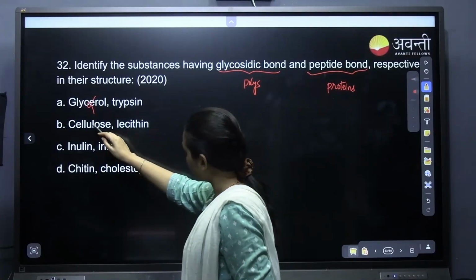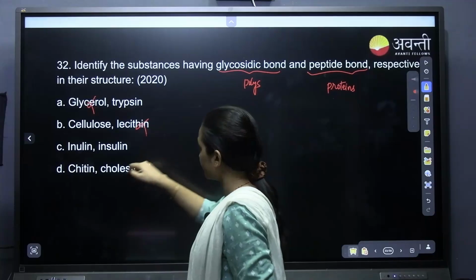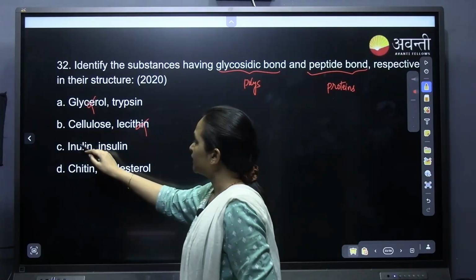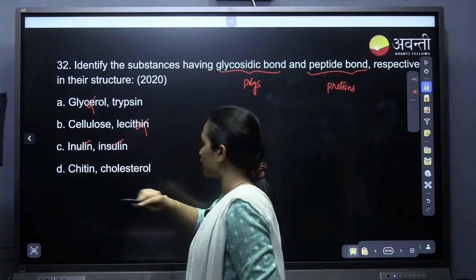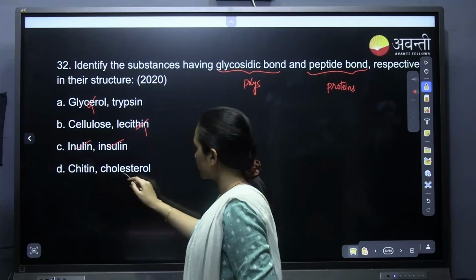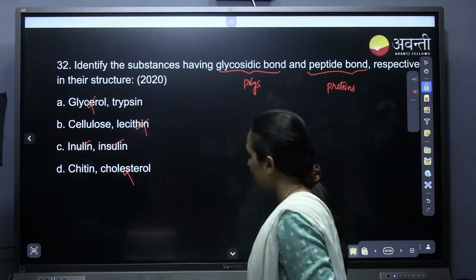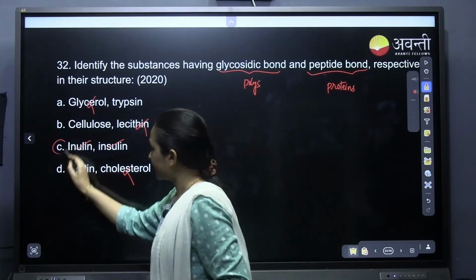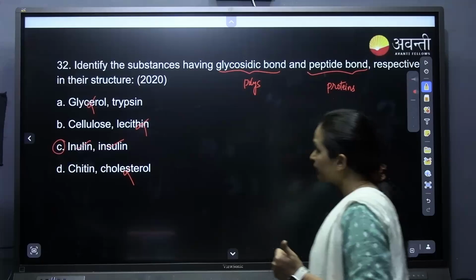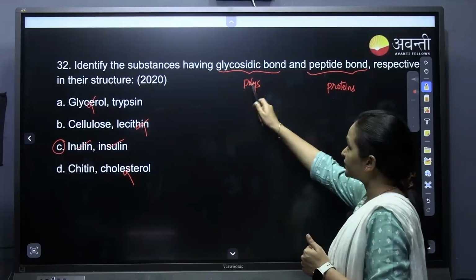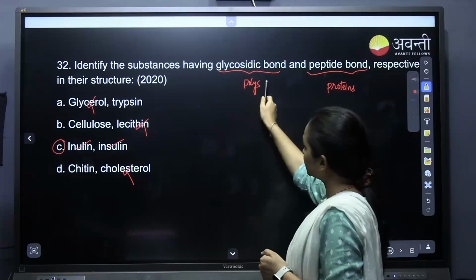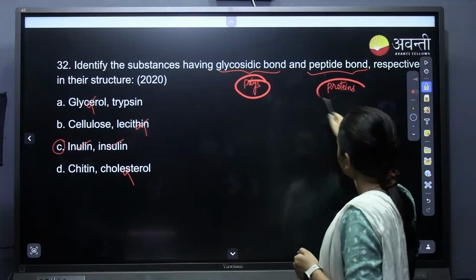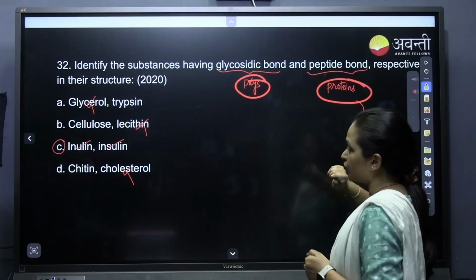Cellulose is a polysaccharide. Lecithin is a phospholipid. Inulin is a polysaccharide. Insulin is a protein. Chitin is a polysaccharide. Cholesterol is a lipid. So which makes C the right answer. Understand? Because we need to find the substance which has a glycosidic bond. Glycosidic bond means they should be polysaccharides, and the other one with a peptide bond should be proteins.